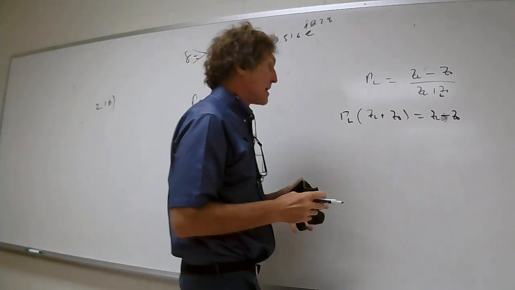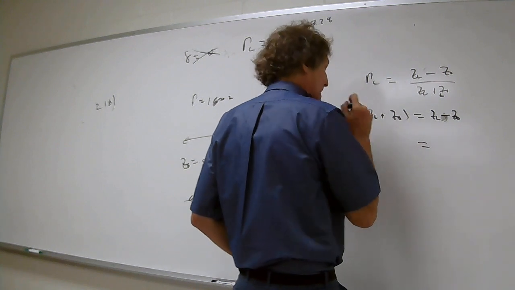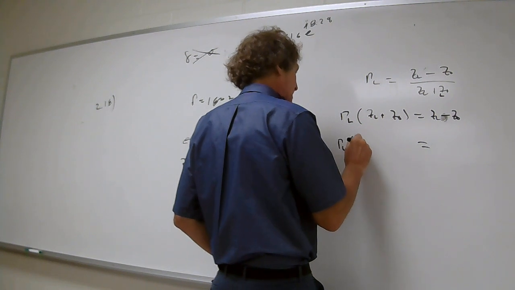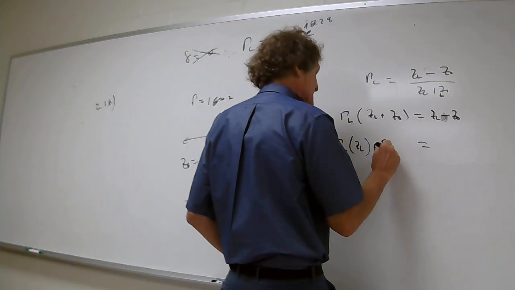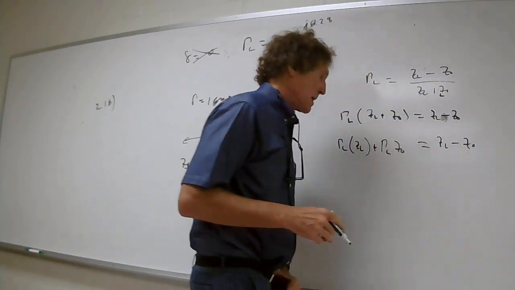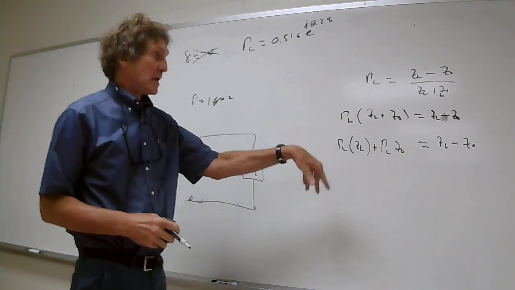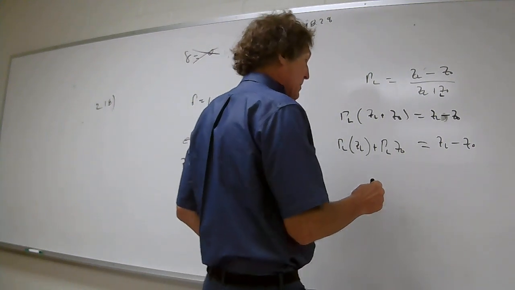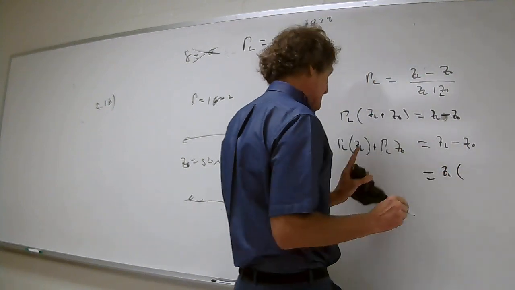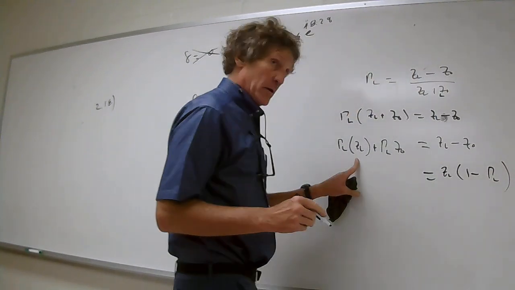All right, now since I'm trying to find ZL, I'll break this up: gamma L times ZL plus gamma L times Z naught is equal to ZL minus Z naught. I'm just going through the motions. Now I'm going to get everything with ZL on one side and everything else on the other. So I have ZL over here, and it's going to be minus 1 minus gamma L. Y'all follow me on this?